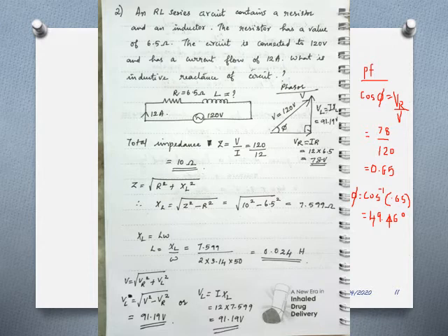If you want to find the phase angle phi, take cos inverse. So you get it as 49.46 degree.